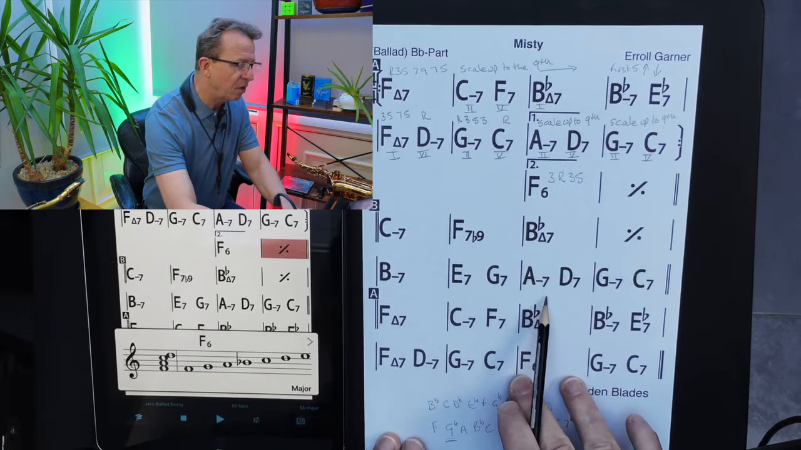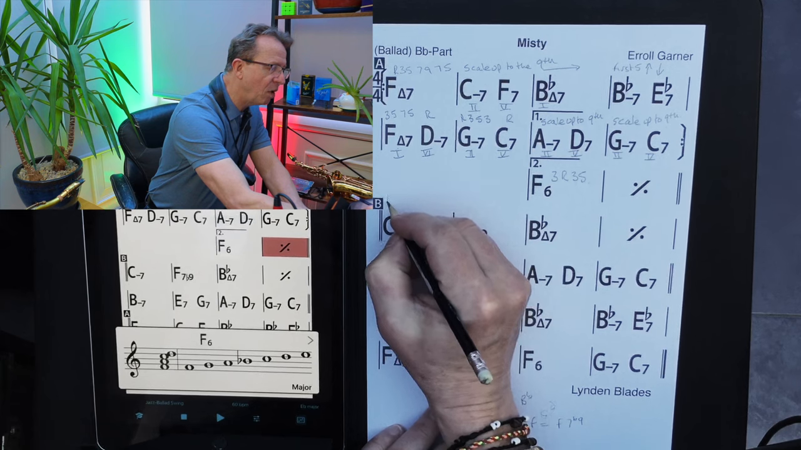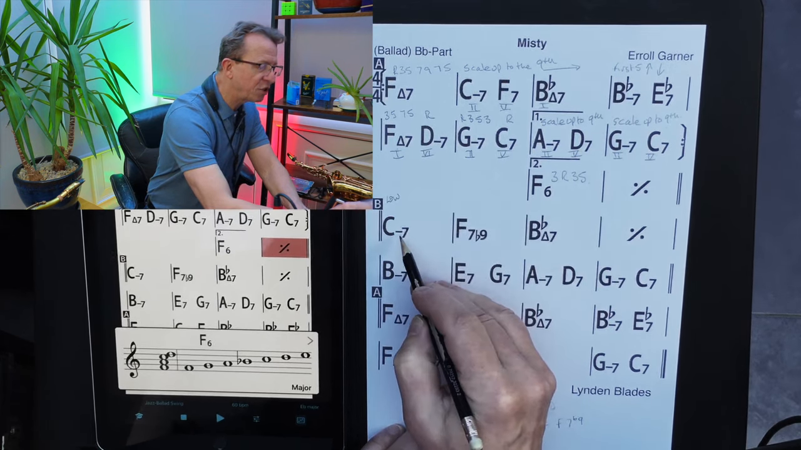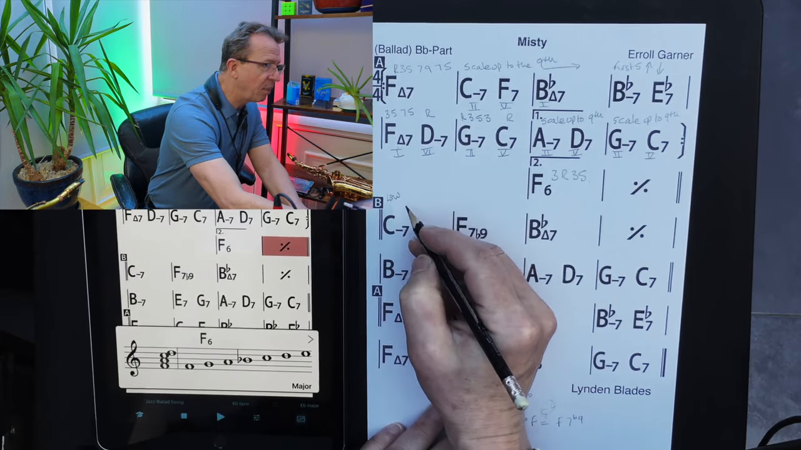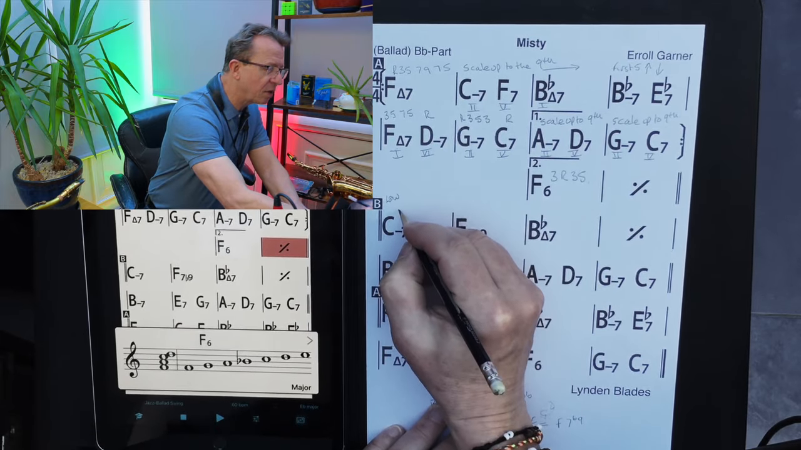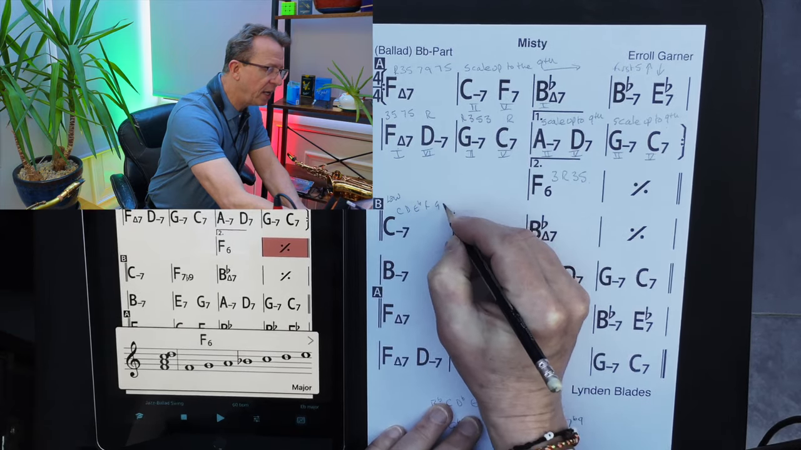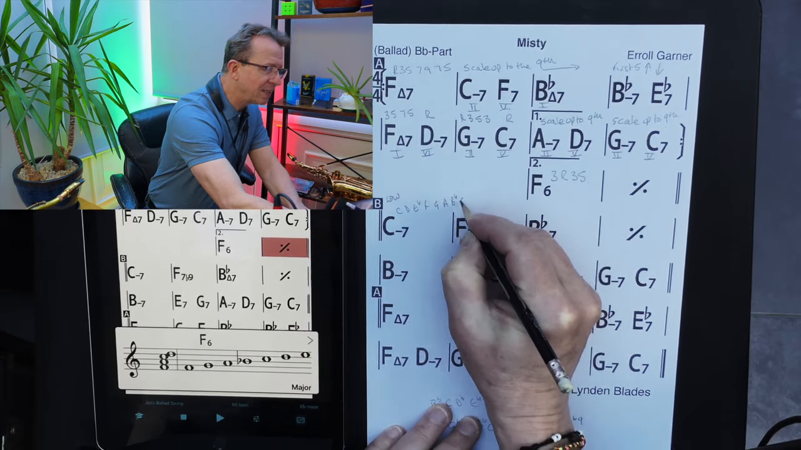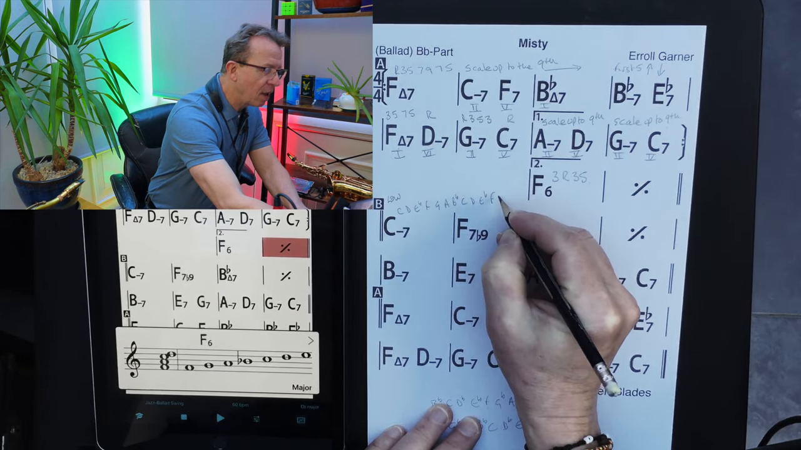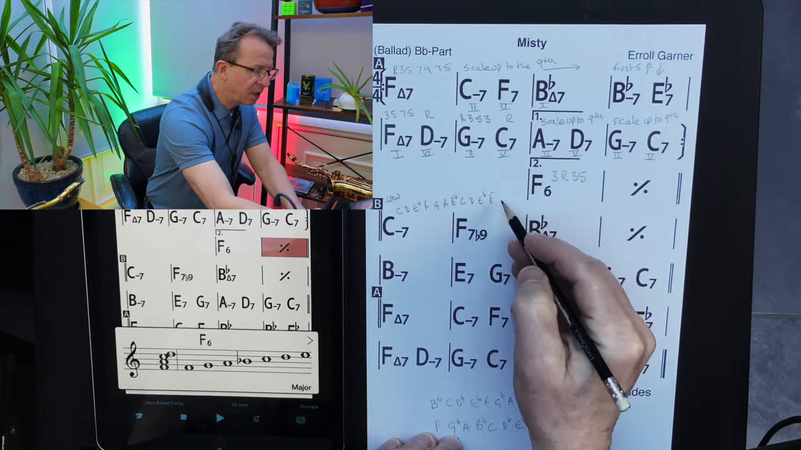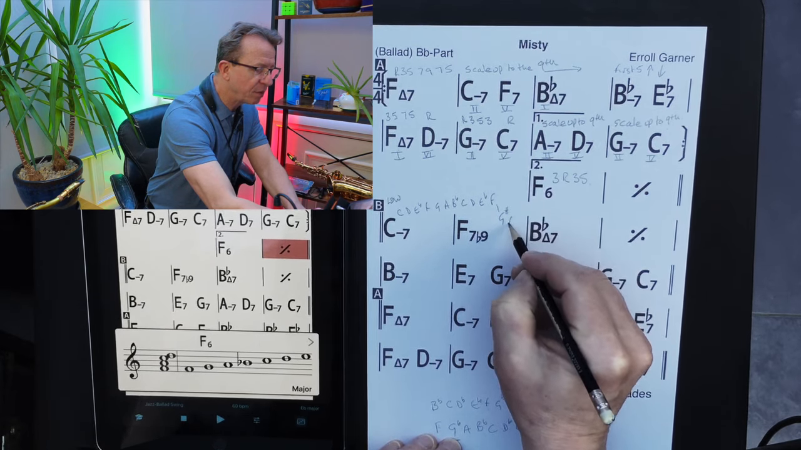So all I'm going to do, just to keep things nice and straightforward, is play from low C the scale of C minor, Dorian, up to the 11th. So C, D, E flat, F, G, A, B flat, C, D, E flat, F. And then when I get to F, I'm going to drop down to G flat, otherwise known as F sharp.